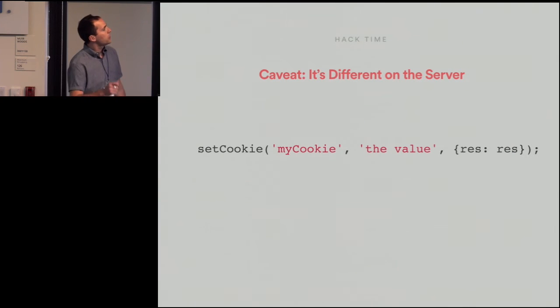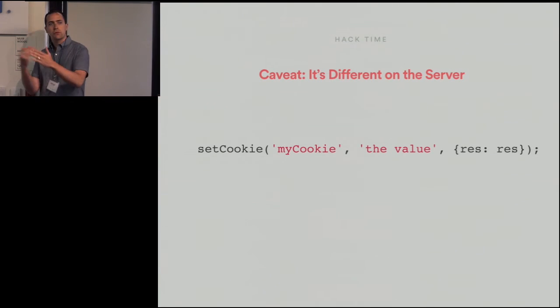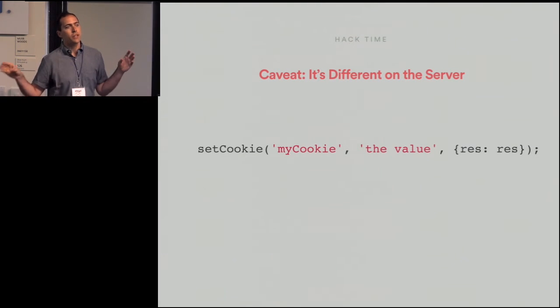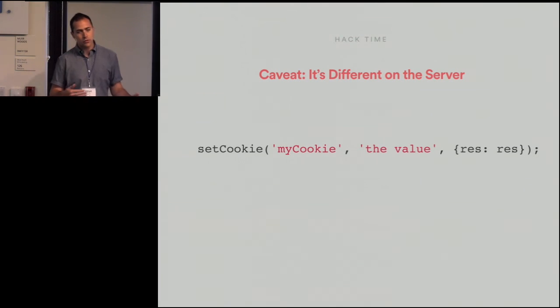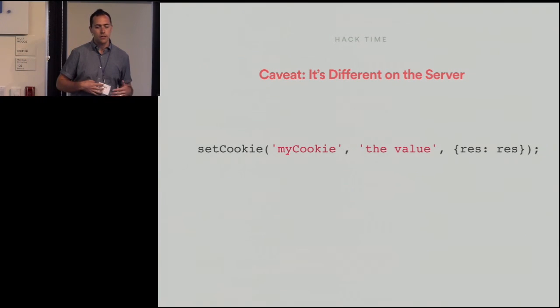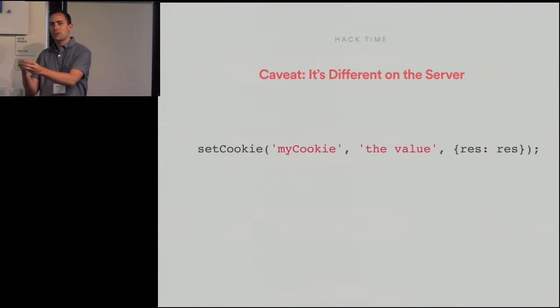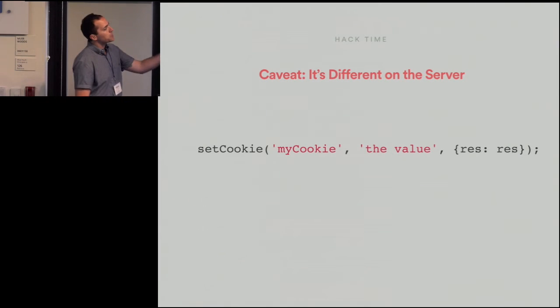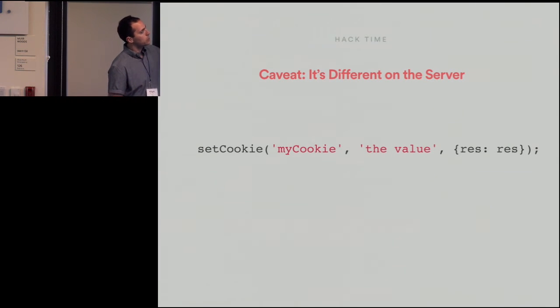All right. So there is a little caveat here. It is different on the server. On the server, you can't just set a cookie because it has to be in the context of a particular request-response cycle, right? In the client side, there's only ever one session, so you don't have to worry about that. But on the server side, Node has all these concurrent requests happening at the same time, and you have to know which request-response you're targeting. So we're going to pass in as an option to the setCookie function a reference to the response.